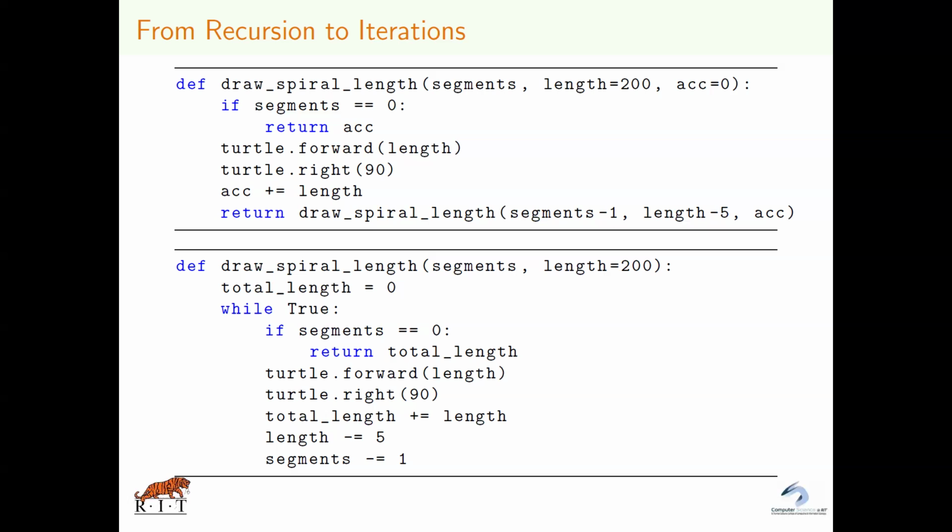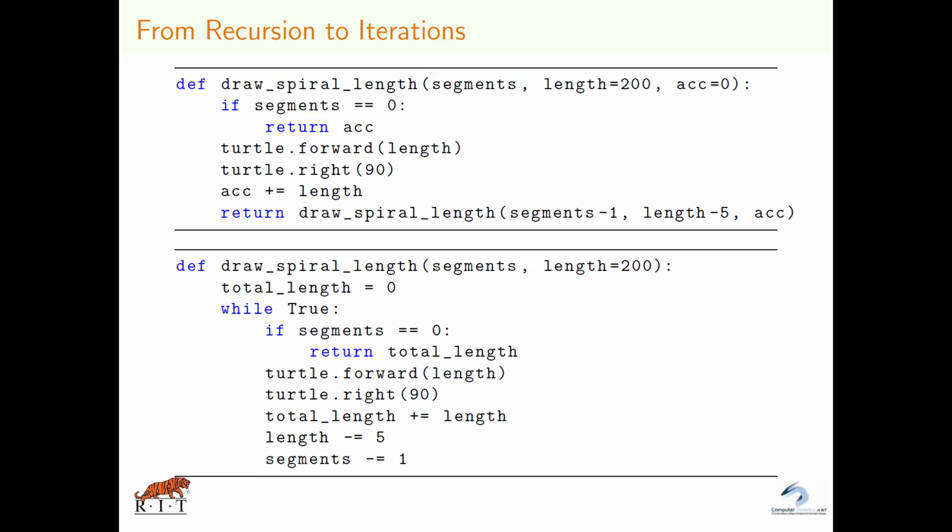Okay, so I hope it's clear what is going on here. So we have the number of segments. We move forward, rotate 90 degrees. We increase the total length parameter and decrease the length of segment and number of segments. And when we reach the number of segments 0, we return the total length and leave our function.